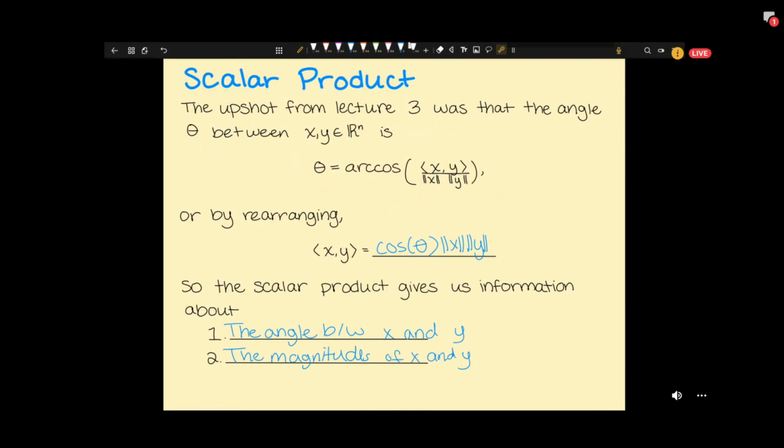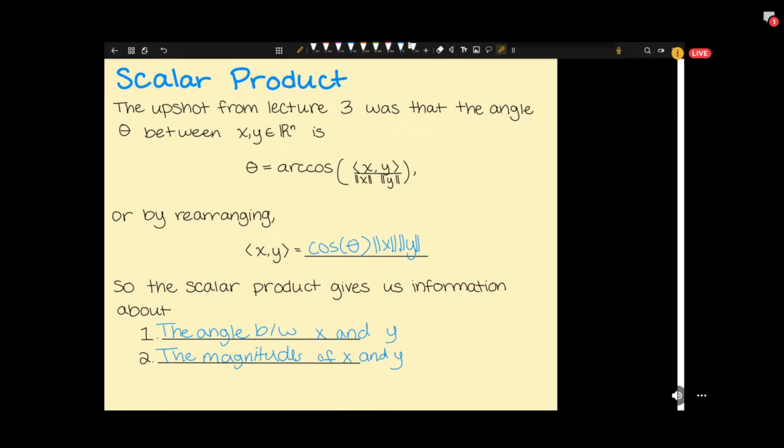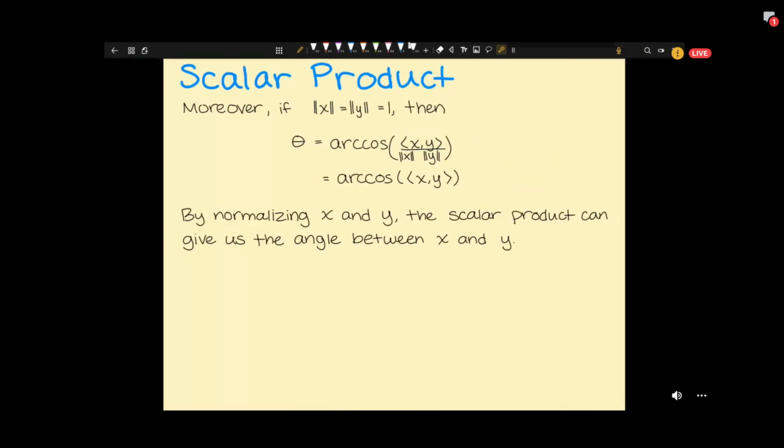So if you have any three of these pieces, so if you know the inner product and you know the magnitudes, then you can solve for the angle. And similarly, if you know the angle and you know the magnitudes, you could solve for the inner product. I don't know why you'd need to do that, but if you know any three, you can solve for the last one. So this is really handy, because what you'll notice is that when the magnitude of each of these vectors is 1, then it simplifies, it reduces nicely.